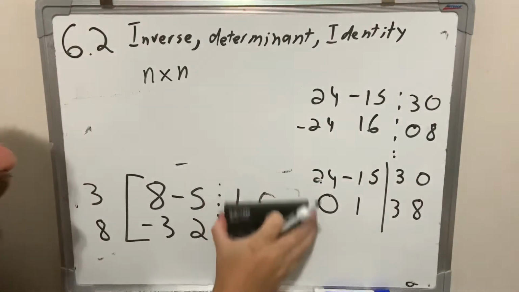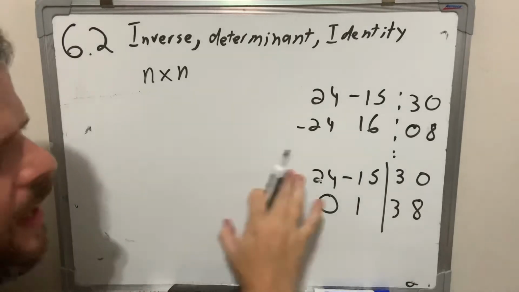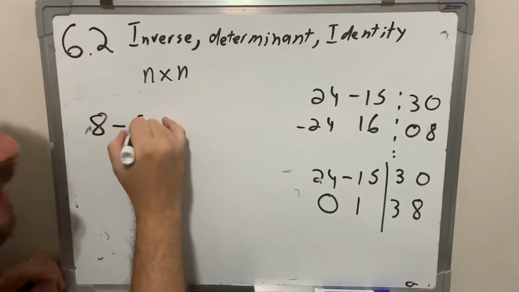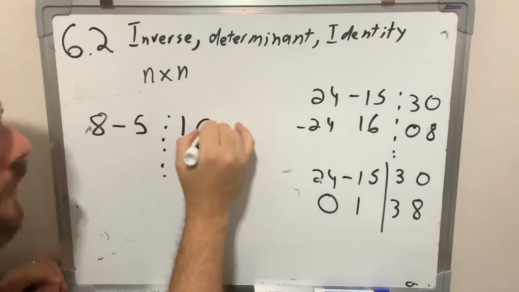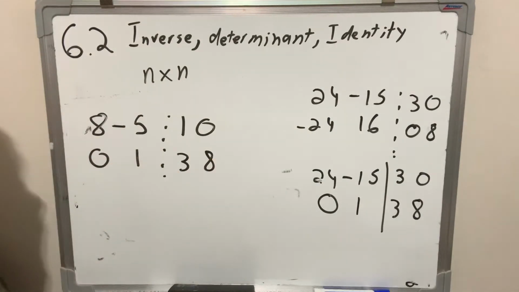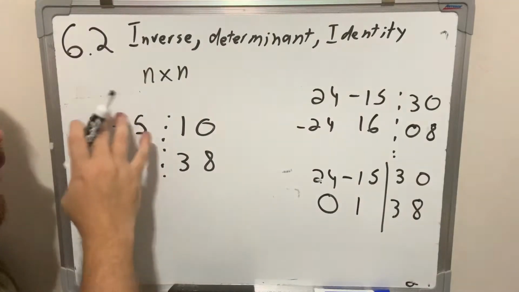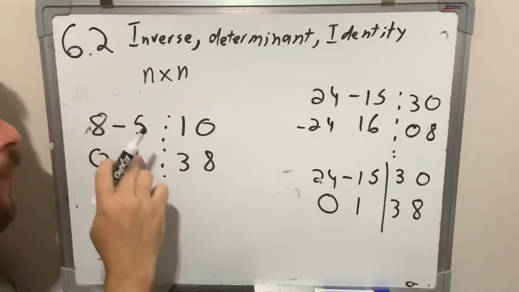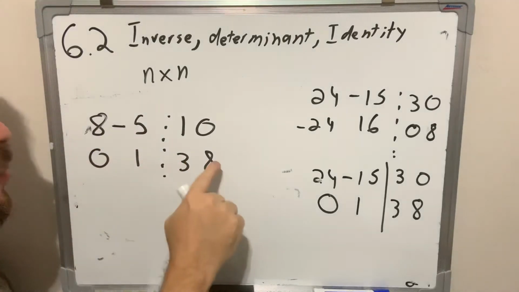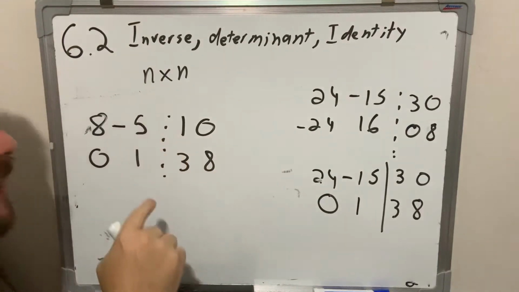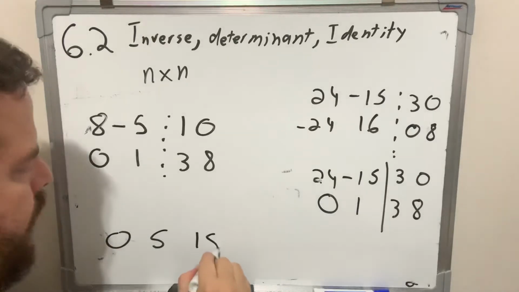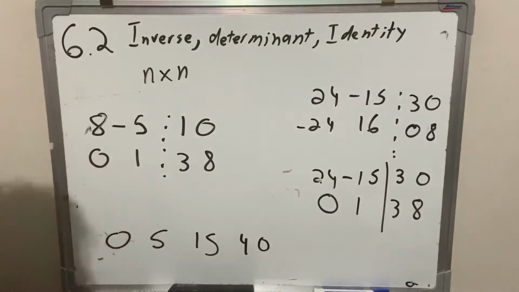I'm sorry, this process is somewhat confusing. I'm going to divide the top number by 3 so I can simplify. So I'm going to have 8, -5, 1, 0. And in the bottom, I'm going to have 0, 1, 3, and 8. Now remember, in order to end up with an identity matrix on this side, I need 1, 1, 0, 0. In order to get a 0 here, I'm going to multiply this one by 5 and then add it. So when I multiply this by 5, I get 0, 5, 15, and 40.